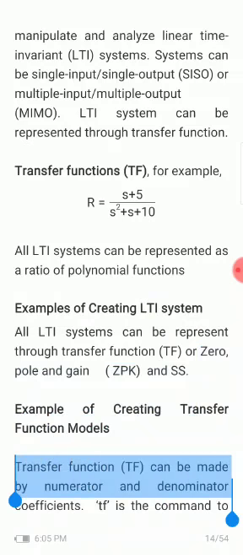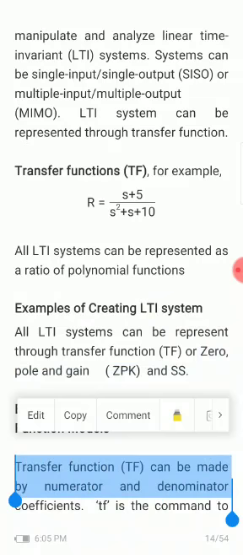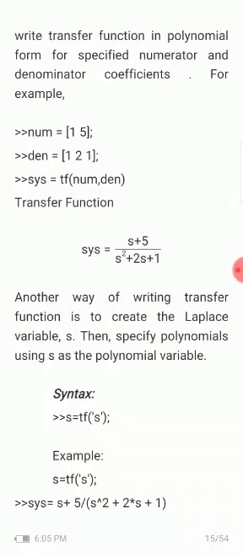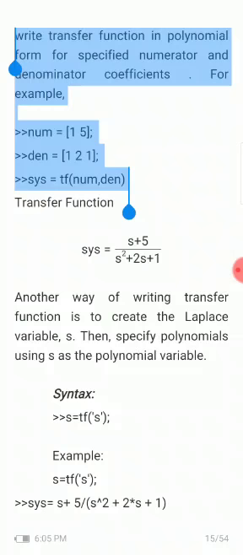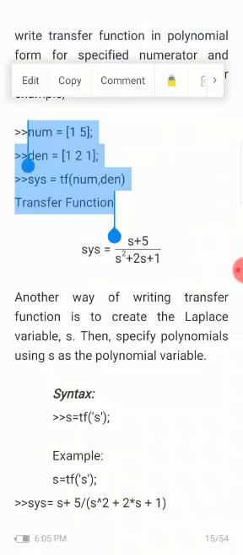Now example of creating transfer function. The transfer function can be made by numerator and denominator coefficients. TF is the command to write transfer function in polynomial form. Take one example. NUM, numerator, is equal to 1 5 and denominator polynomial coefficients, let it be equal to 1 2 1. So these NUM and DEN specify the polynomial coefficients of numerator and denominator.